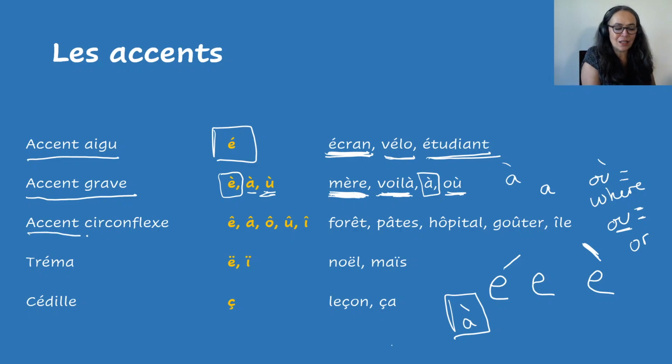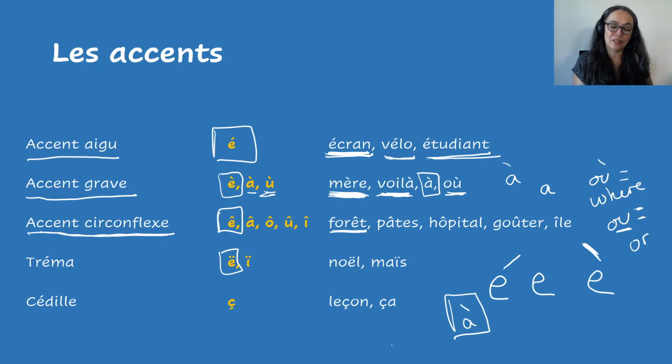So the accent circonflexe can be found on all the voyelles here. Forêt. So you see the E has many different accents, and every time the pronunciation is different with the E. So, écran, mère, forêt. You have to open the mouth even more. Pâte doesn't change. Pâte, hôpital, goûter non plus, and île.